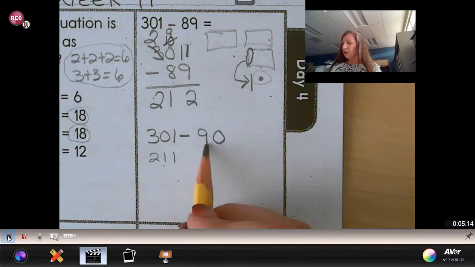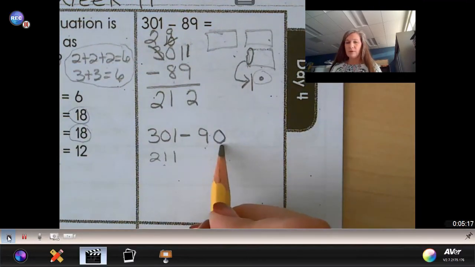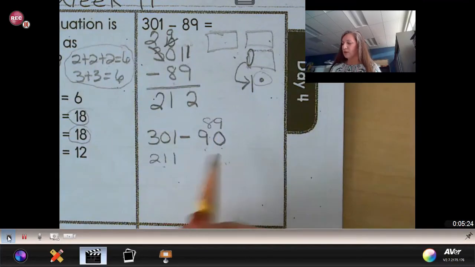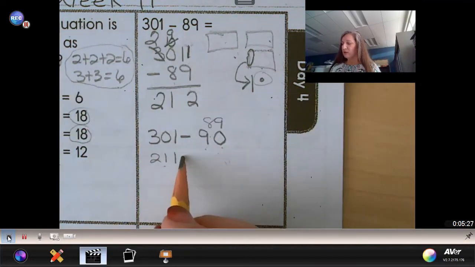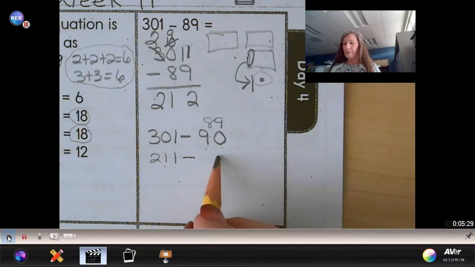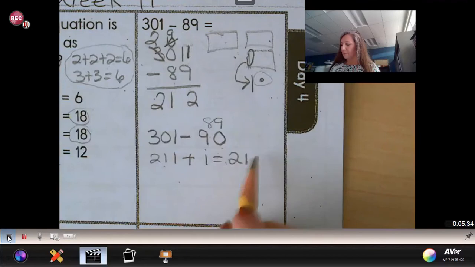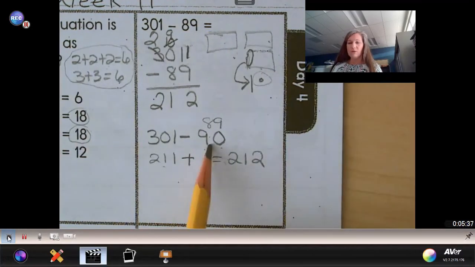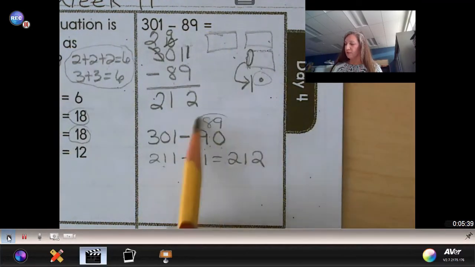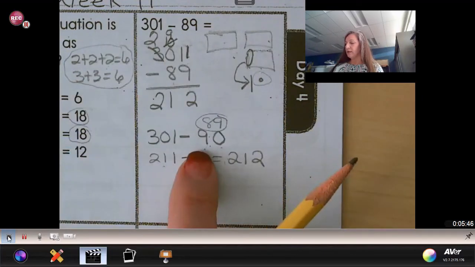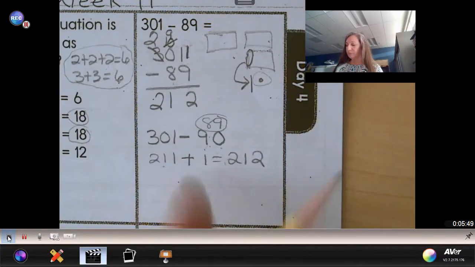So really what I'm doing here is I'm making this number easy to subtract. And so if it really was 89, I've over subtracted, so that means I would have to add 1 back in once I subtract. And that would give me 212, because I over subtracted 1 here to make this easier to use mentally in my head. So over subtracting by 1, that means I have to re-add it in.